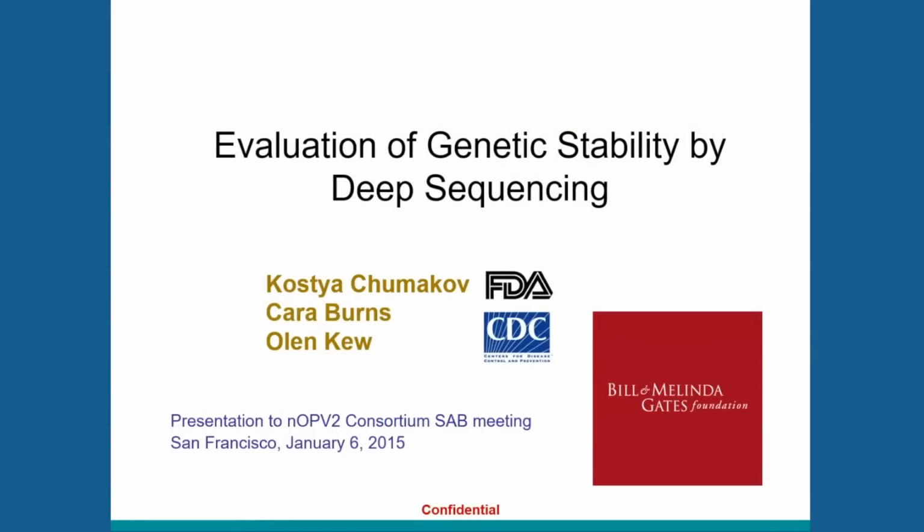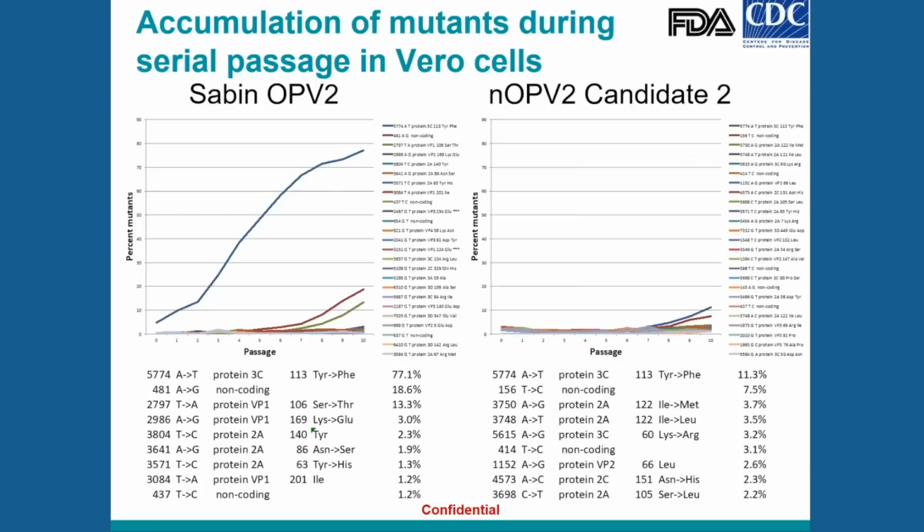So one of the things that had to be determined was the genetic stability of these constructs upon passage in cells. Later, the clinical trials would test the stability in children. But just to get started, we had to look at the accumulation of mutations in serial passage in Vero cells.